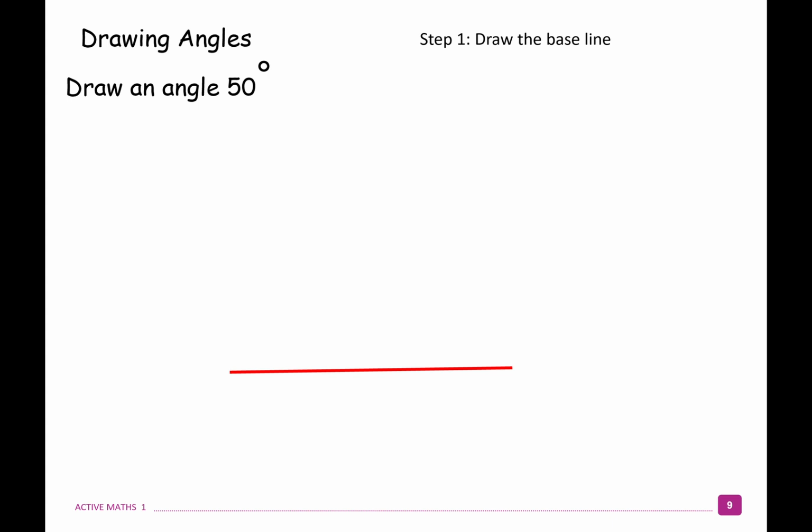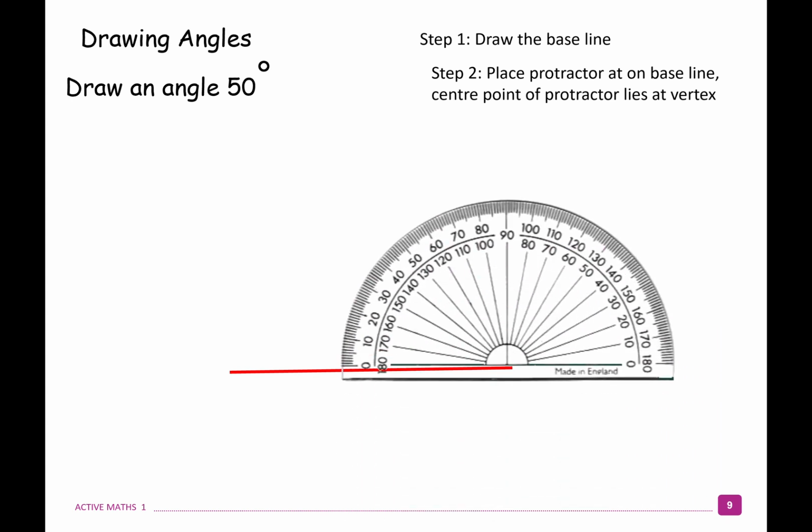Step 1, draw your baseline. Step 2, place your protractor on the baseline where the center point lies at the vertex. So I'm placing my protractor along my baseline, and this time I'm going to do it the other way around. So my center point lies at my vertex.